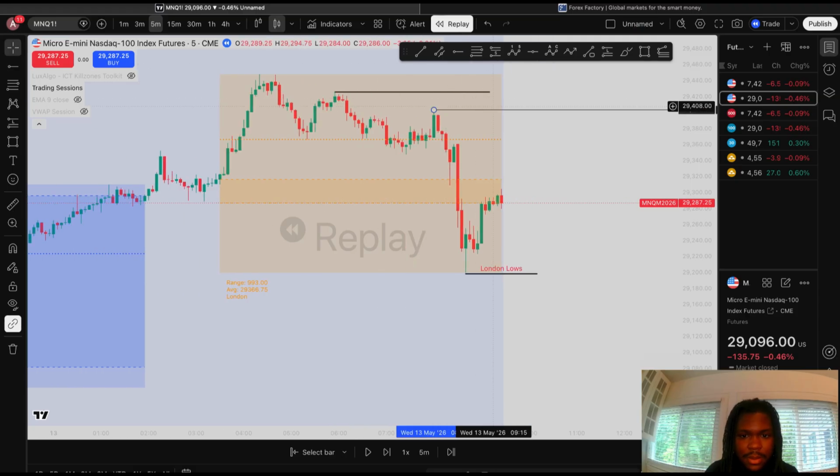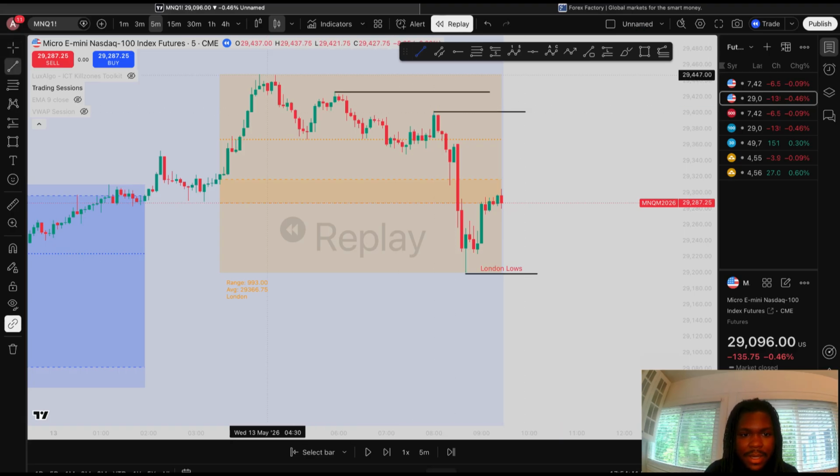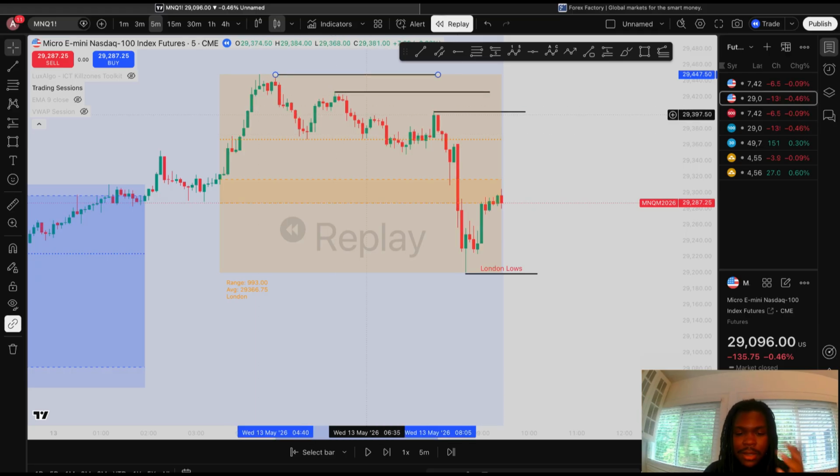Another relatively equal high, and we have London highs. So we have three main key areas of liquidity stacked on top of each other. When you have liquidity stacked on top of each other, it's called low resistance liquidity. I didn't go over this because it's similar to relatively equal highs and lows, so I thought I shouldn't have to go over that. But when you have liquidity stacked like this, it's called low resistance liquidity, and price loves to run and take out those levels of liquidity.